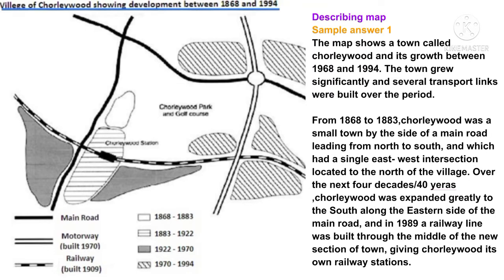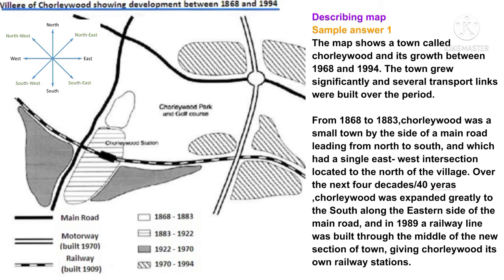The map shows a town called Chorleywood and its growth between 1868 and 1994. The town grew significantly and several transport links were built over the period. From 1868 to 1883 Chorleywood was a small town by the side of a main road leading from north to south, and which had a single east-west intersection located to the north of the village.